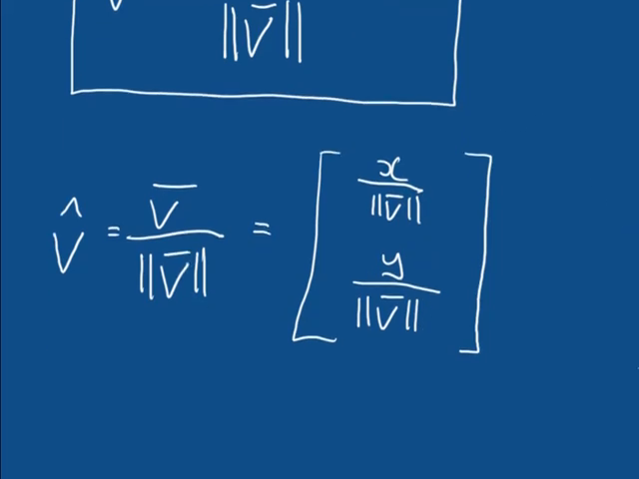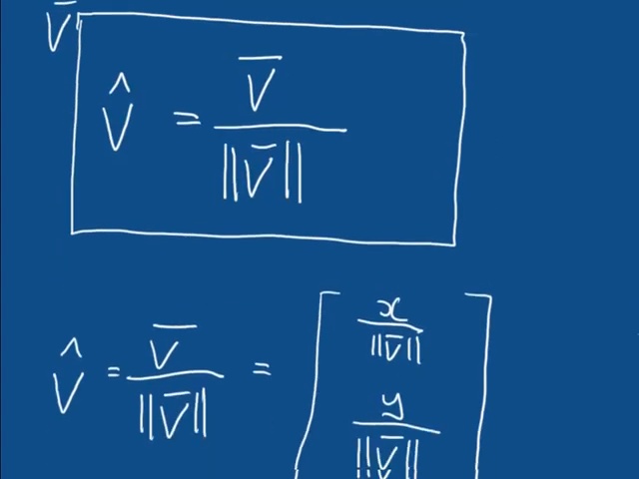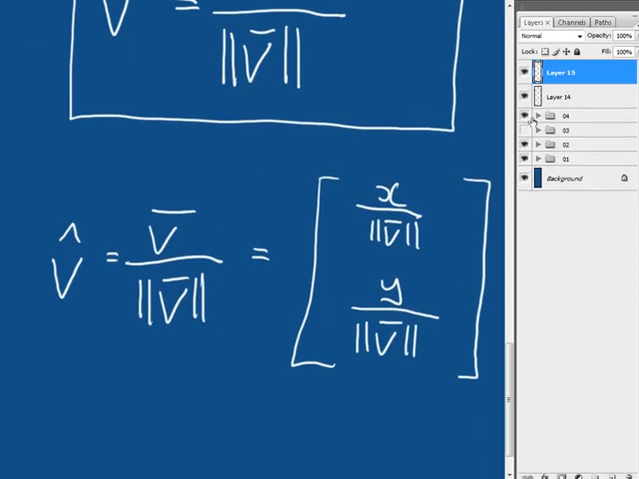But let's see, does this actually work? Does this actually give us a length of 1? To do that, we really need to use some examples. We need to plug some numbers into our equation. So I'm going to bring up a new whiteboard in order to do that.